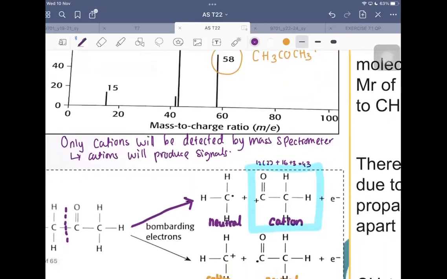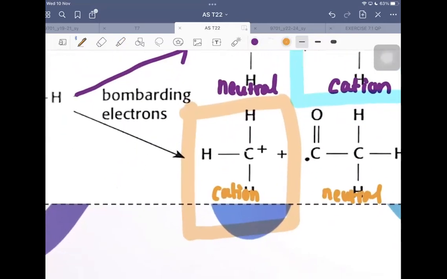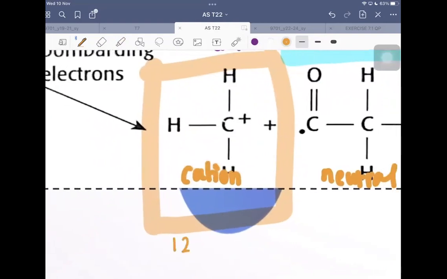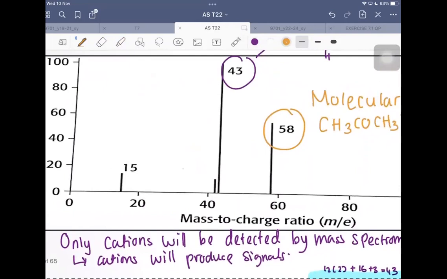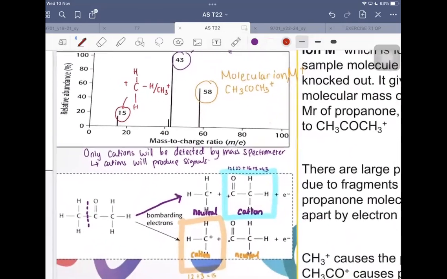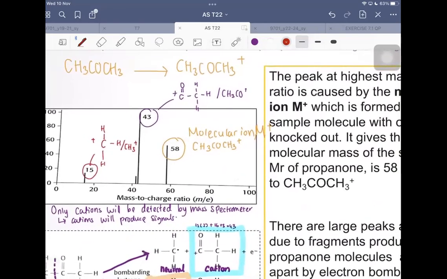Next there is another positively charged fragment, which is your CH3 plus, and if we count the mass for that, that's simpler. We've got carbon 12 plus 3 hydrogen, so we've got 15. If you look at the graph, you see a signal at 15, and that is caused by your CH3 plus fragment. You have to look at the structure and break the correct covalent bond in order to get fragments. You don't just get fragments by breaking any bond or choosing some smaller mass. They have to make sense. They have to come from the propanone molecule.